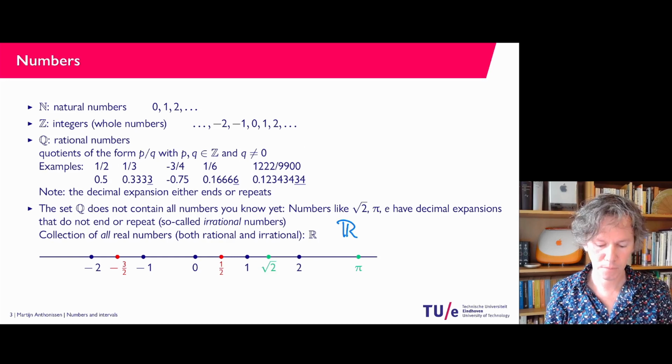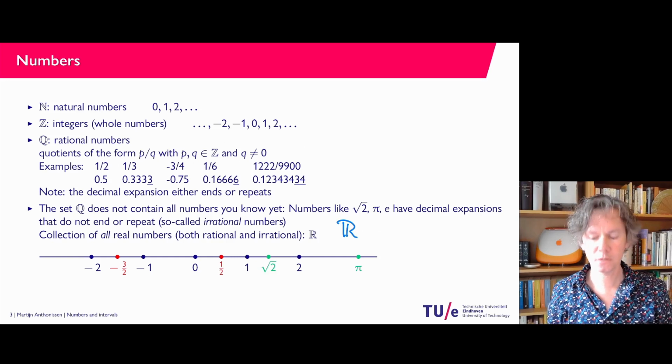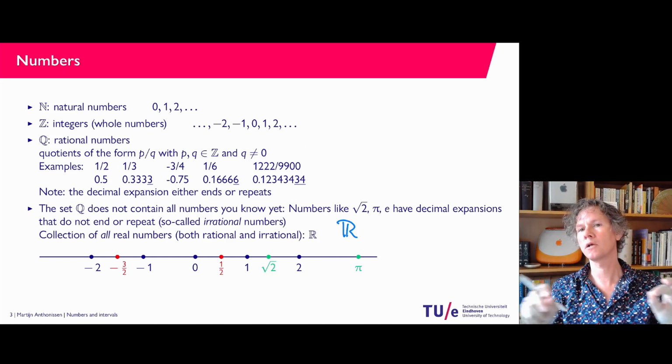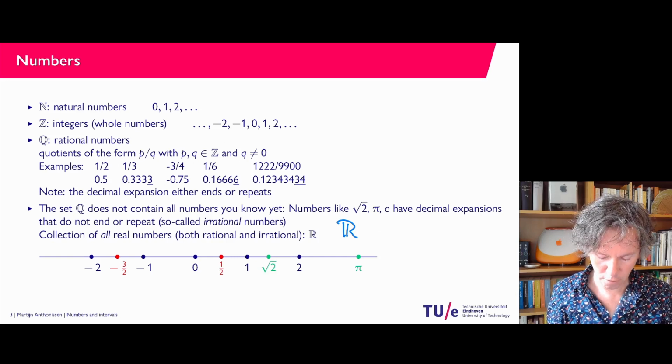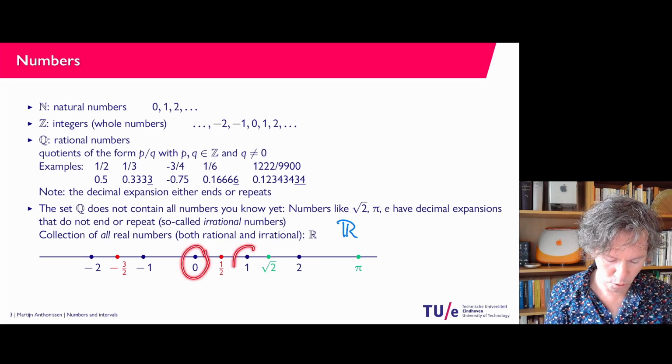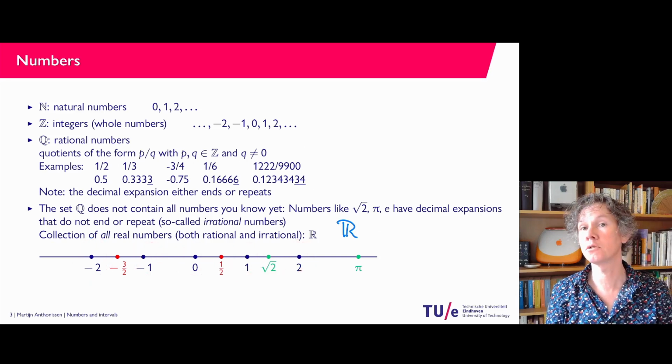Now here I have plotted the real axis, so just a straight line, that contains all the numbers that you know. So here are a couple special ones. So we have 0, 1, 2, -1, -2. They're all integers.